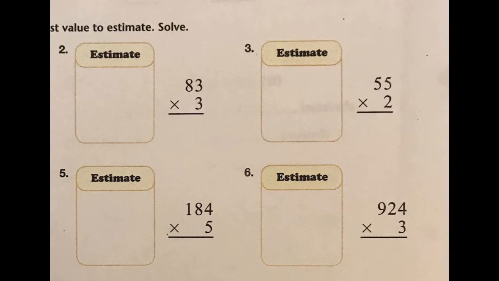Okay, now let's do number 2. We have 83. Well, does 83 round to 80 or 90? You're right, 80. So let's put 80 over here. And then we're going to say times 3. Now we can work it out. 3 times 0 is 0. 3 times 8 is 24. All right, let's see how this goes. 3 times 3 is 9. 3 times 8 is 24.